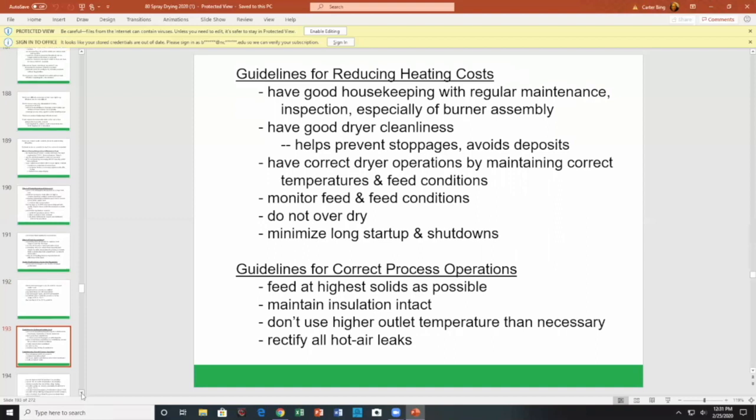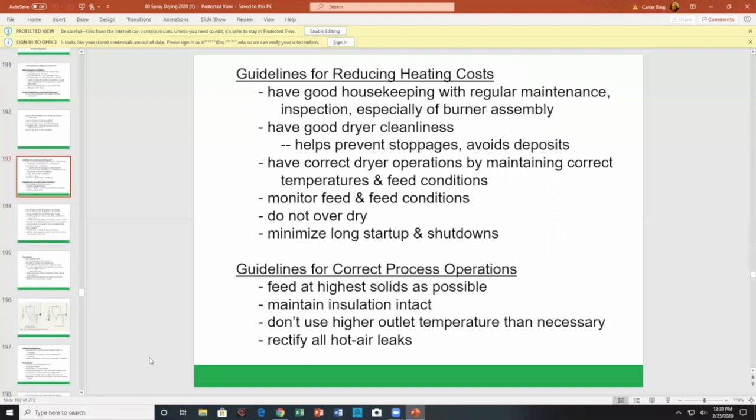Guides for reducing heating costs. Have good housekeeping. Regular maintenance. You want good.